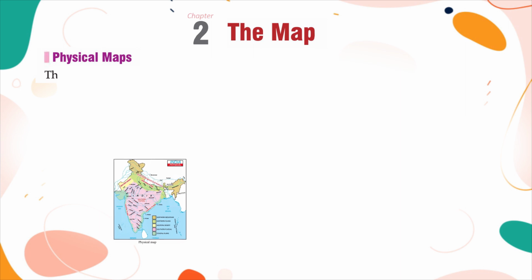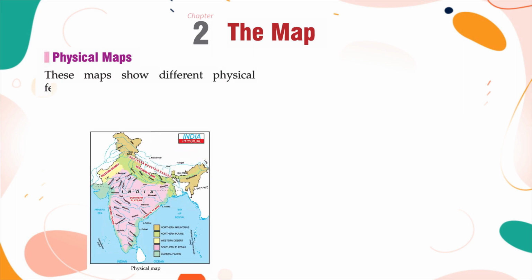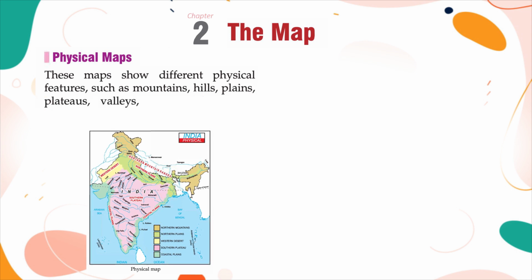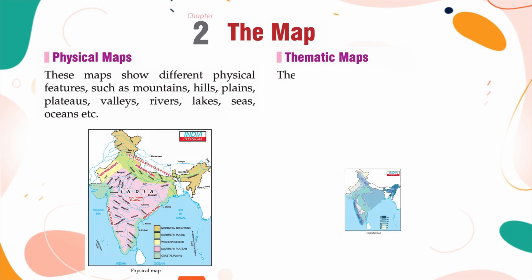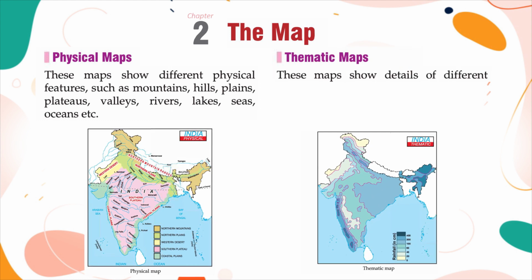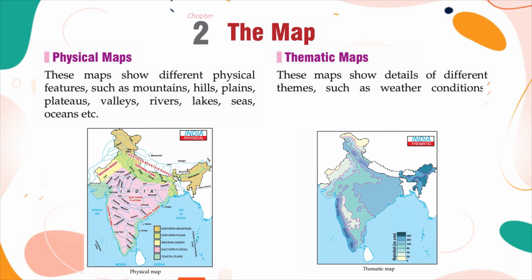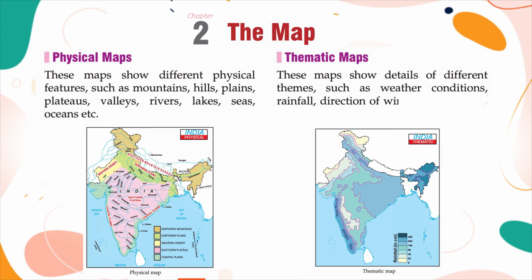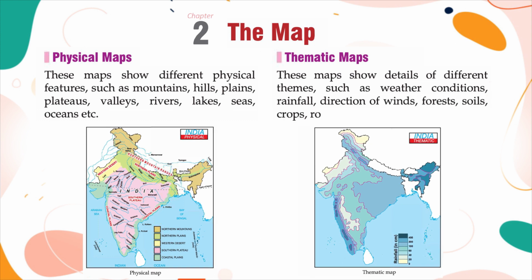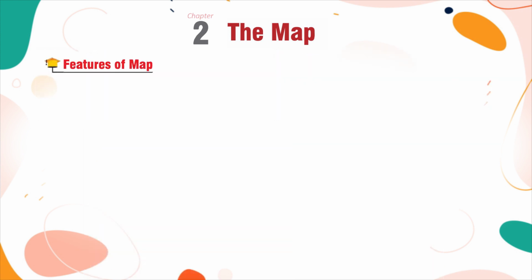Physical maps. These maps show different physical features such as mountains, hills, plains, plateaus, valleys, rivers, lakes, seas, oceans, etc. Thematic maps. These maps show details of different themes, such as weather conditions, rainfall, direction of winds, forest, soils, crops, roads, etc.